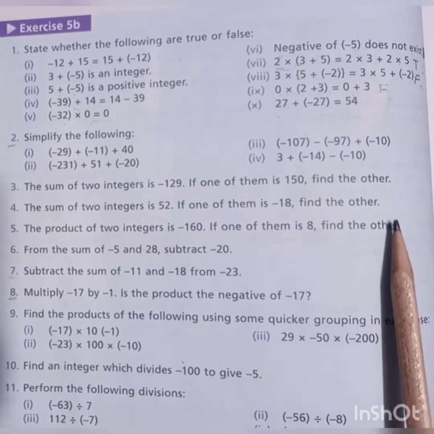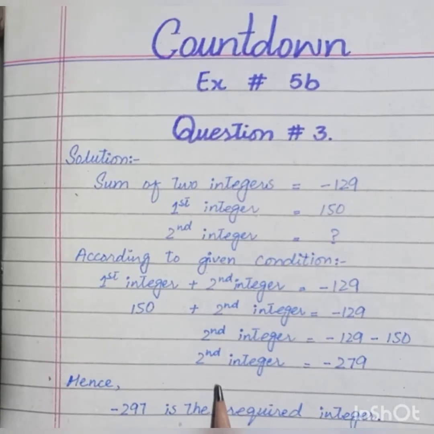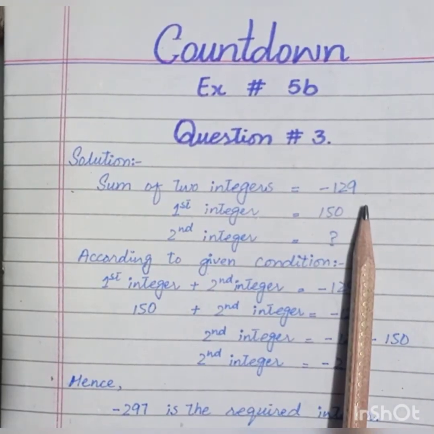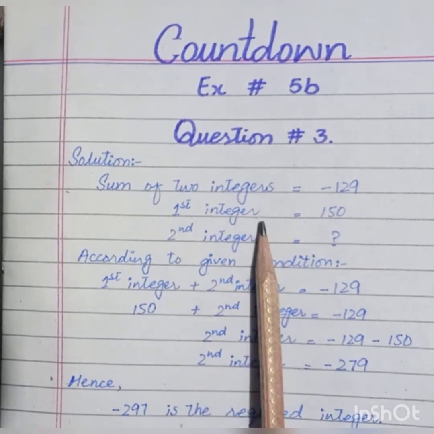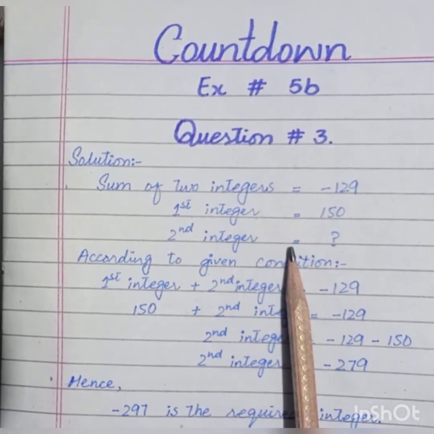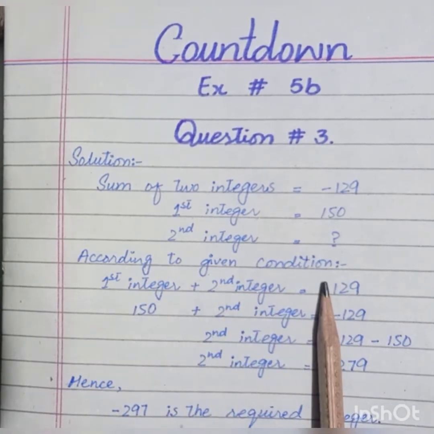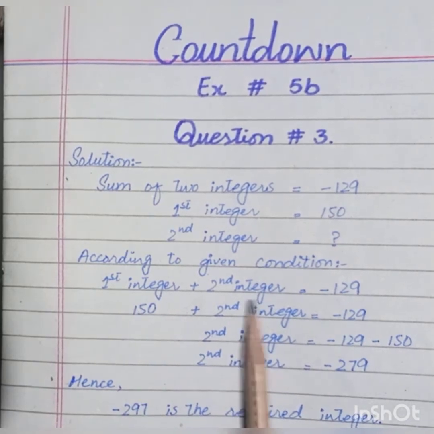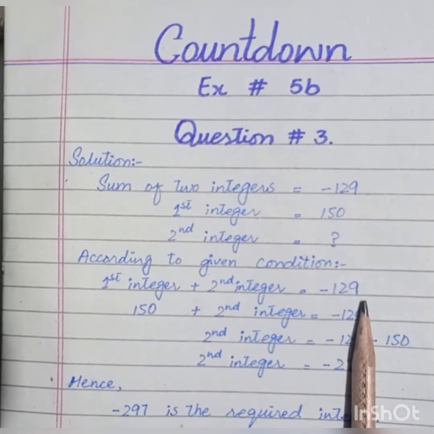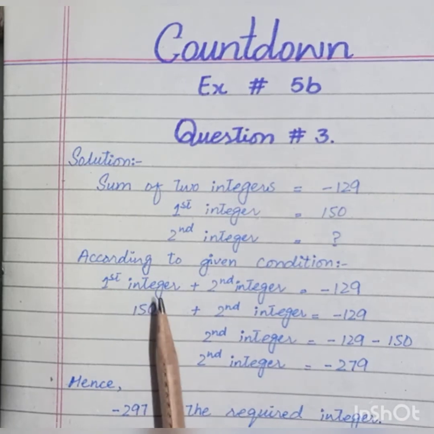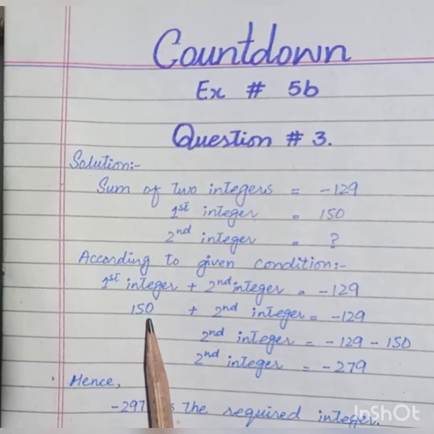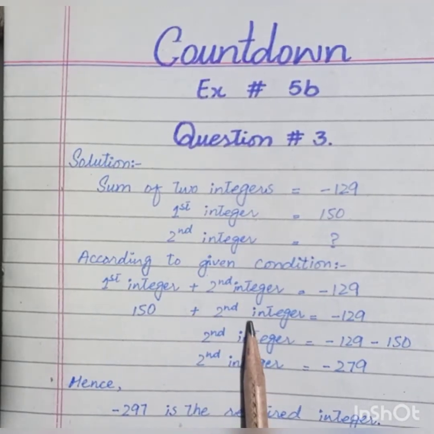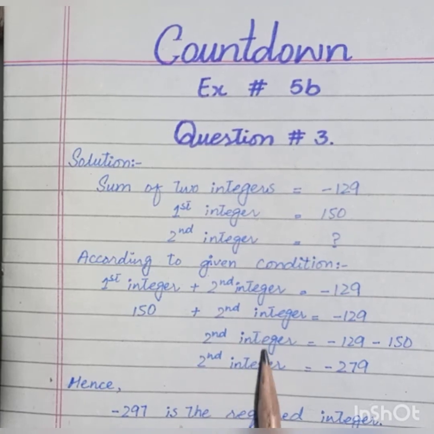So let's find. Here you can see that it is already mentioned in the question that the sum of two integers is equal to minus 129. Also, the first integer is equal to 150 and we have to find the second integer. According to the given condition, the sum of two integers, meaning first integer and second integer, is equal to minus 129. As it is already given that the first integer is equal to 150, I have written here the value of the first integer, and the second integer we have to find. So let's find the second integer.